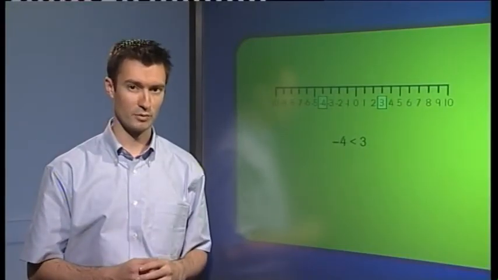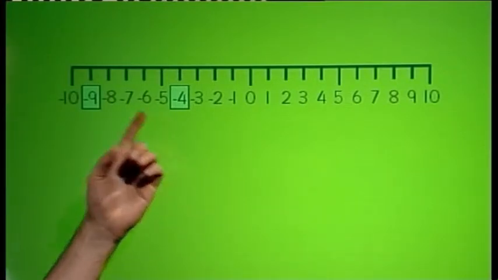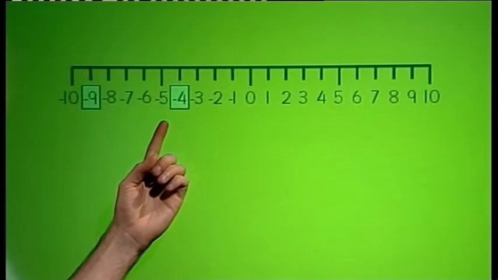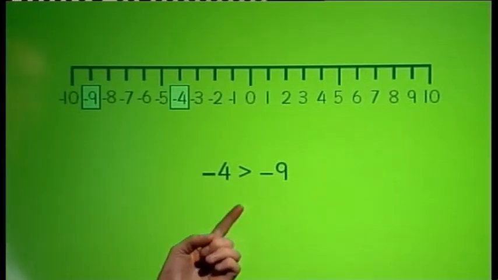Let's keep the negative 4, and let's pick out negative 9. Now, which of these two is larger? Well, negative 4 is to the right of negative 9, so it's larger. Negative 4 is greater than negative 9.